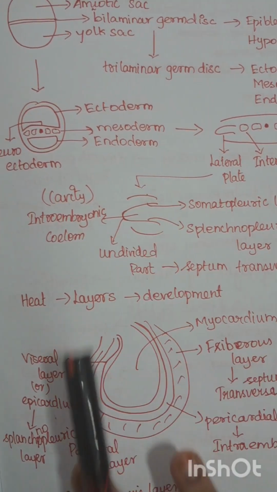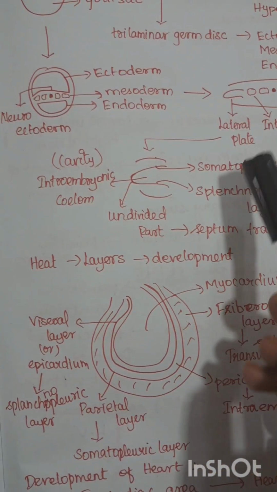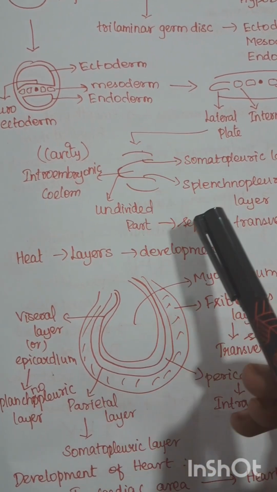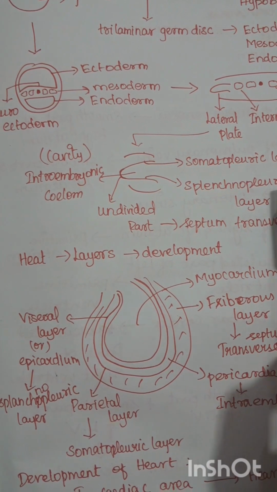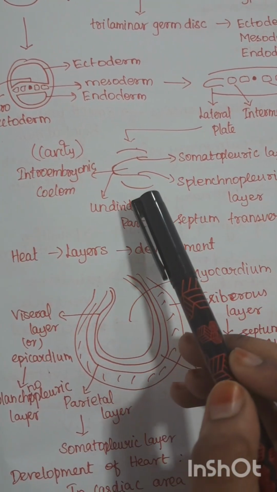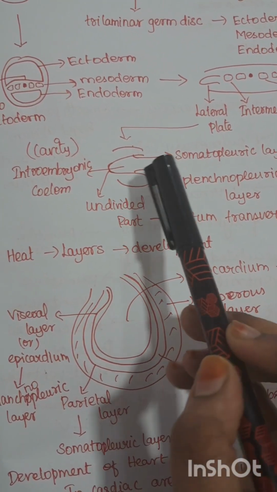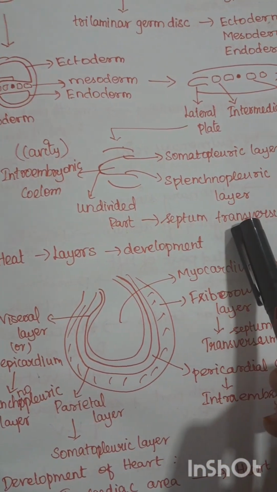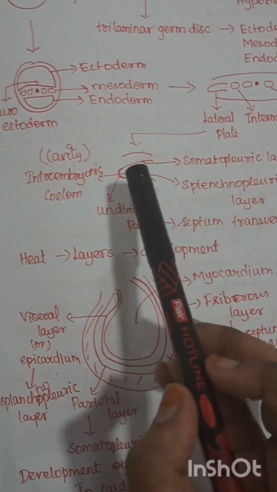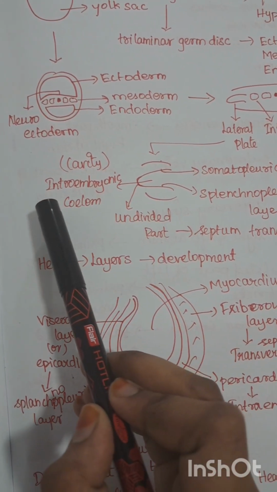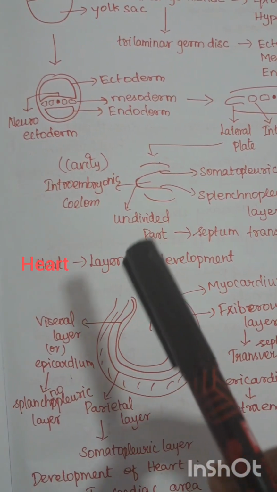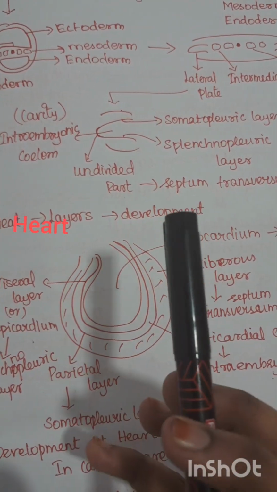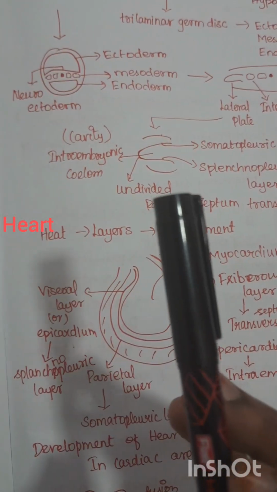This lateral plate of mesoderm consists of two layers: the somatopleuric layer, which is closest to the ectoderm, and the splanchnopleuric layer, which is closest to the endoderm. We also have an undivided part, which is known as the septum transversum, and a cavity known as the intraembryonic coelom. These are the embryological structures involved in the formation of the heart.